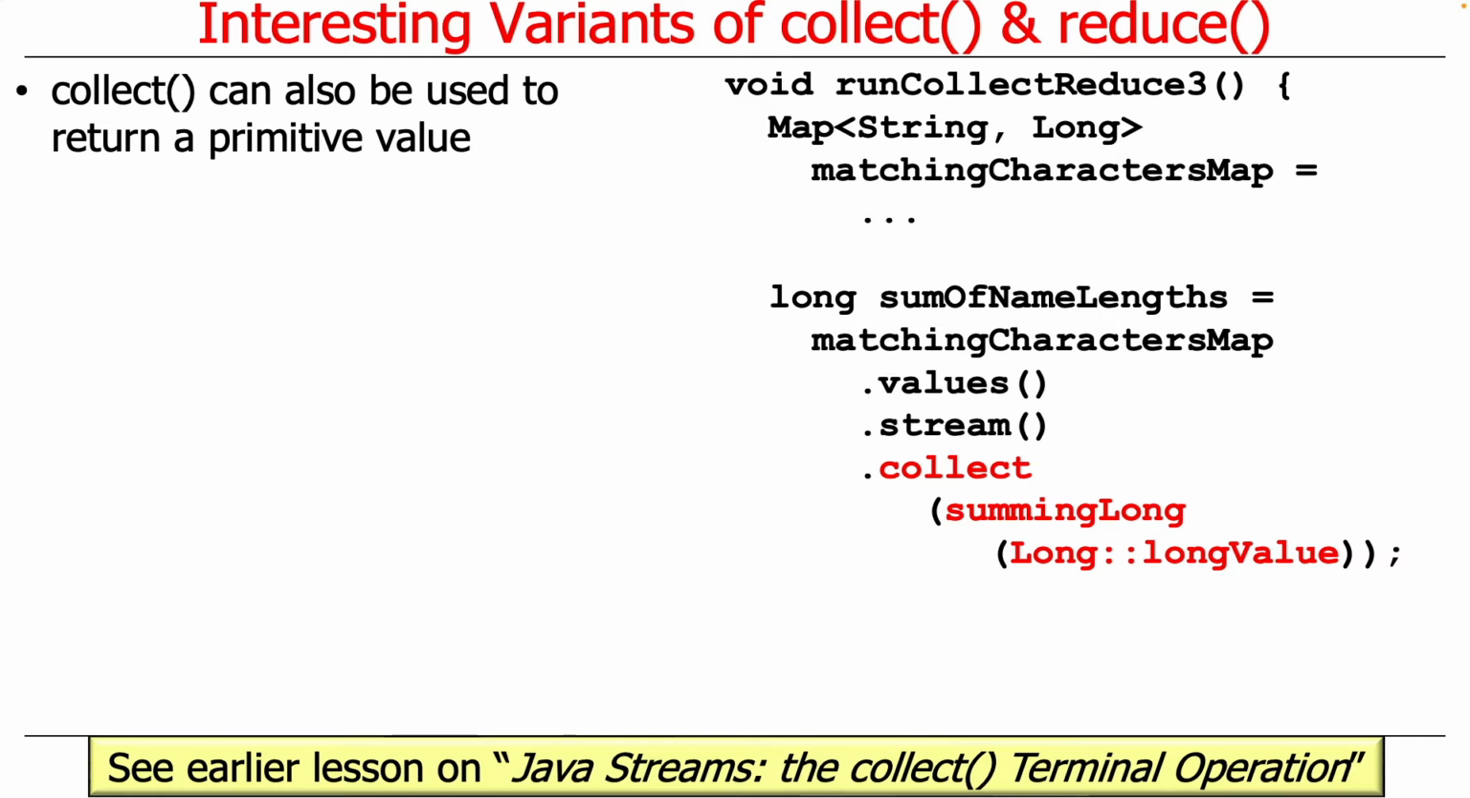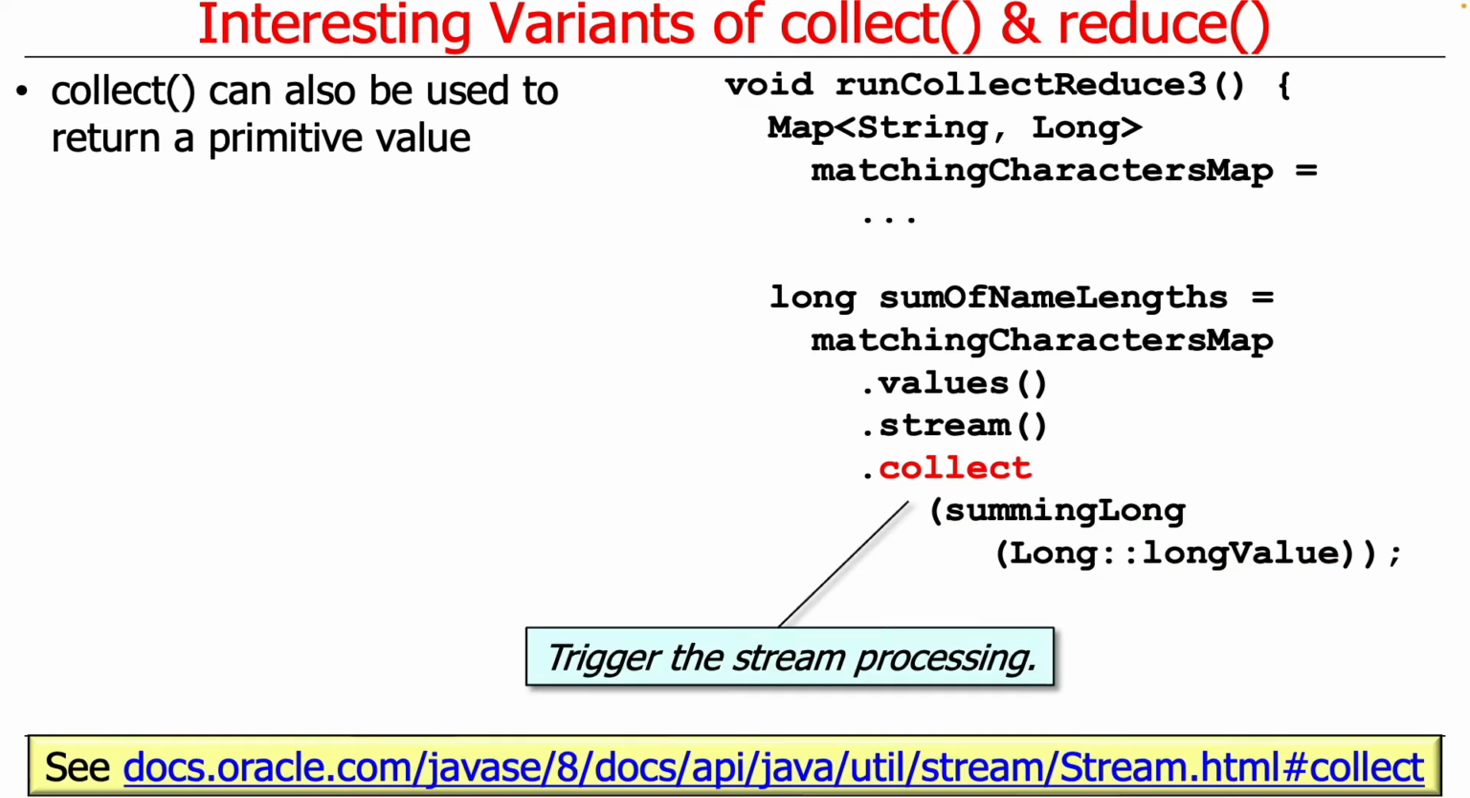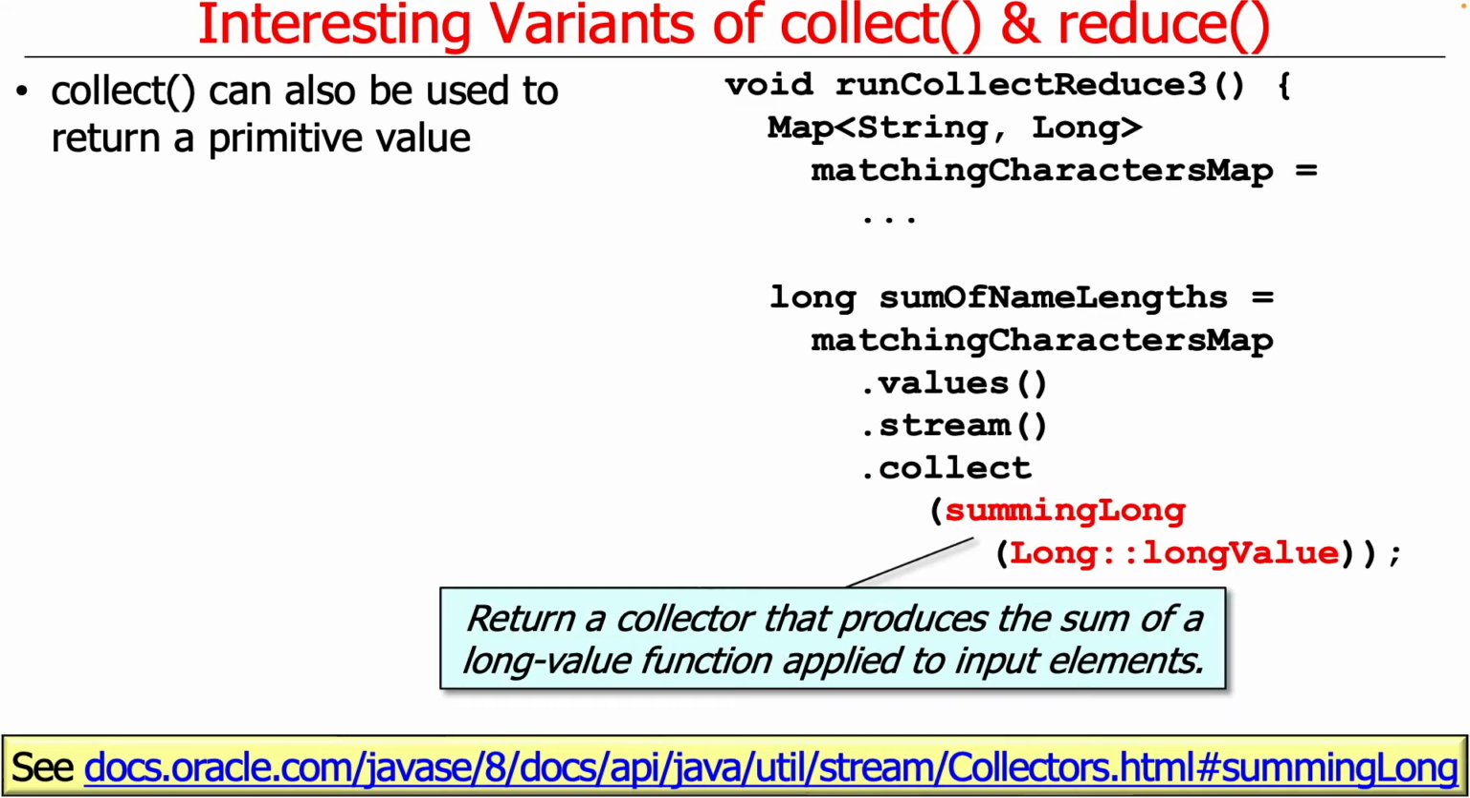Probably not the best way to do things, but it works. So if you only know collect, then this is the way you probably do it. Keep in mind that the collect terminal operation triggers the stream processing, and summing long is a factory method defined in the Collectors utility class that returns a collector that will sum things up into a lowercase l long value.